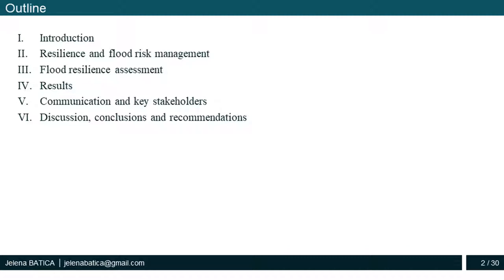Today, first, I will introduce the subject, but I believe most of you are from this area of science, so you know. We will just repeat a few things. Then I will move to resilience and flood risk management, the basic concepts and how they interact. Then I will present my findings and my development in the area of flood resilience assessment, and a tool, the flood resilience index, that is used for the mapping of buildings and produces a descriptive way to define the resilience level of different types of buildings in the city. I will present results for 8 case studies that I studied in Europe and in Asia. Then we will move to communication and key stakeholders. What types of communication exist and who are the key stakeholders? And I will finish with the discussion, conclusion, and recommendations.